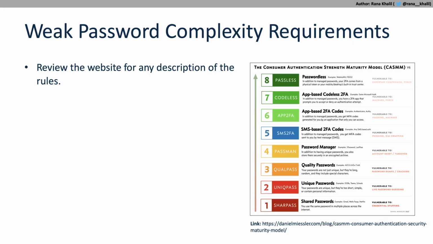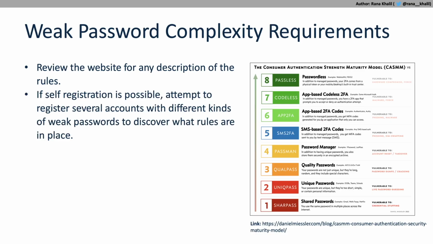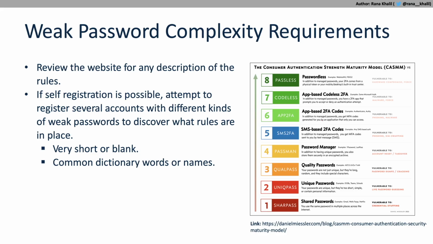So when you're testing an application, what you could do is review the website for any description of the password complexity requirements. If there is a self-registration functionality, it should be listed there. But if it's not, what you could do is just register accounts that contain bad passwords. So for example, you could try and register a very short or a blank password. You could try and register a common dictionary word or name. And then you could also try and register a password that is the same as the username.